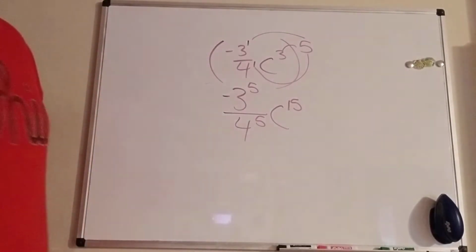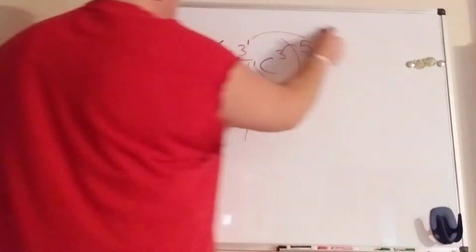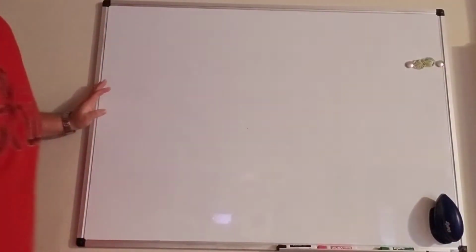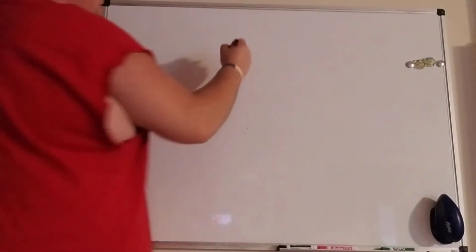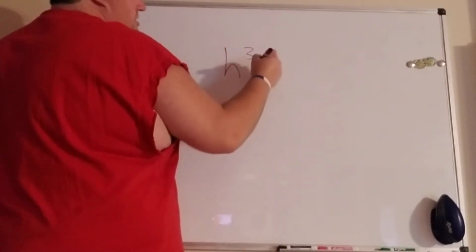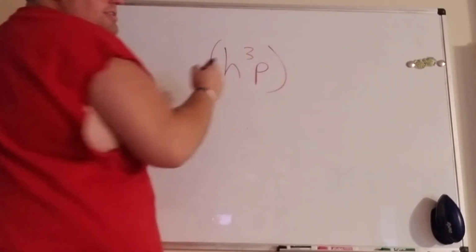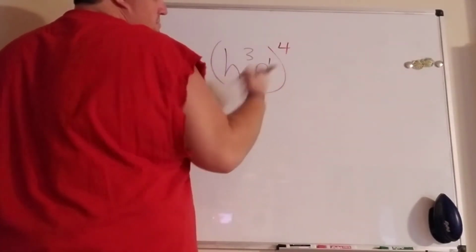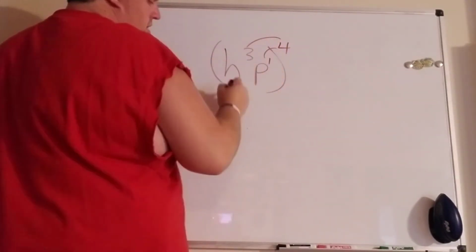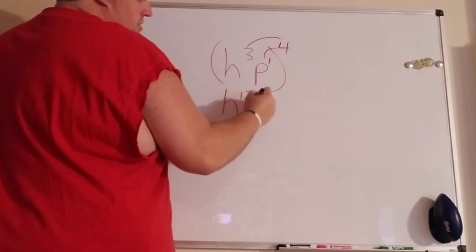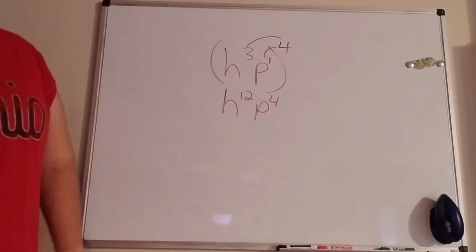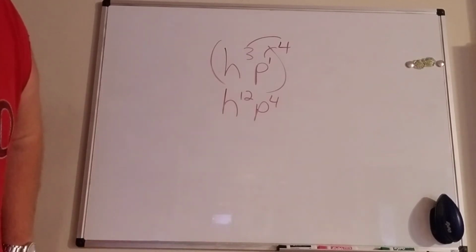All right? Number 4, same idea with power to a power. Make sure it goes to both the things on the inside. So we have h to the 3rd p, and that's all to the 4th. So don't forget, there's a 1 on this p. 4 times 3, 4 times 1. That gives us h to the 12th, p to the 4th. Just like so.